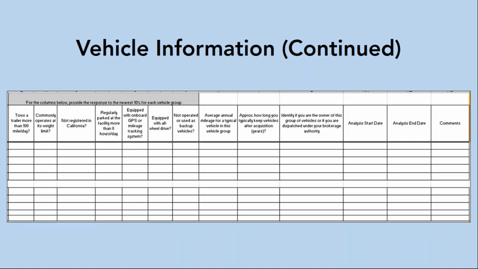How many vehicles commonly operate at their weight limit? This question applies to how many vehicles are at the legal weight limit to operate on the road and are loaded to their maximum axle weight or total capacity of the vehicle. Brokers are expected to respond to this question based on dispatch records and load information to determine whether the load being moved is likely to be at the legal weight limit.